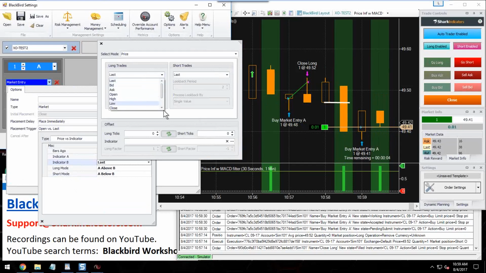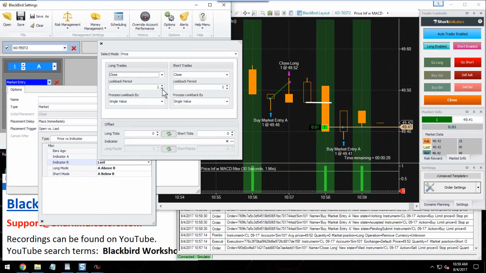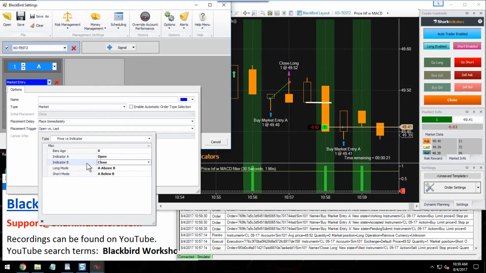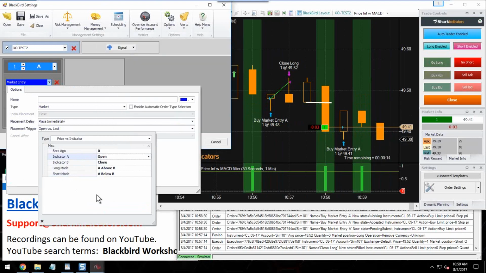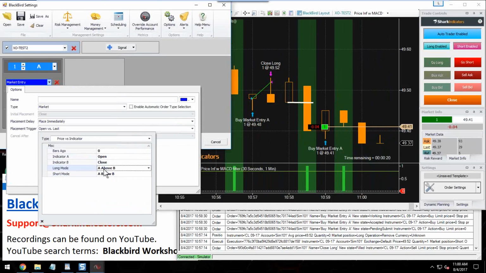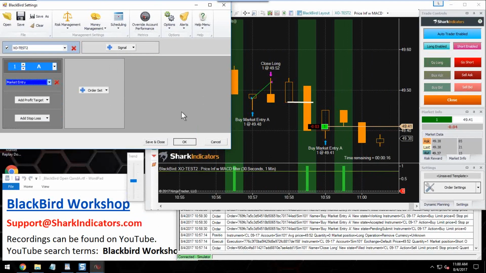Well, let me try something different here. I'm going to try and use the close. So we're going to do the close with a look back period of 1. Closing price, look back period of 1. And we'll compare that to the open, with the look back of 2. And let me just double check my logic, my mode here. Maybe that's backwards. Let's see. No, I don't think that is backwards. That seems to be correct. Okay. Well, let's give this a try.